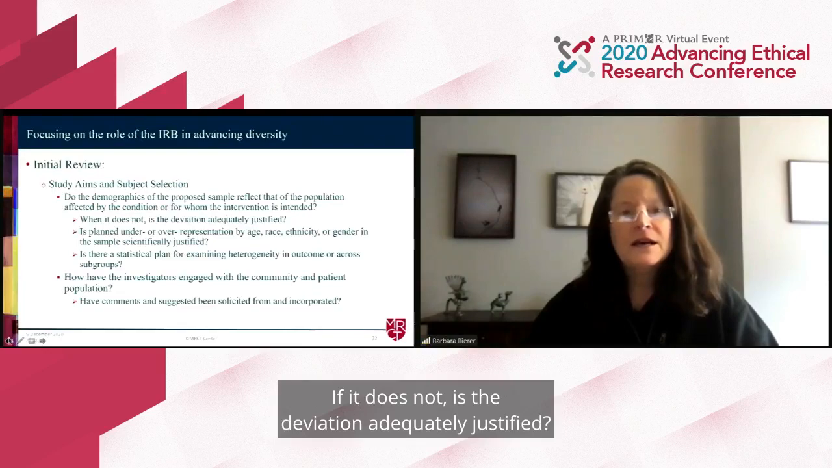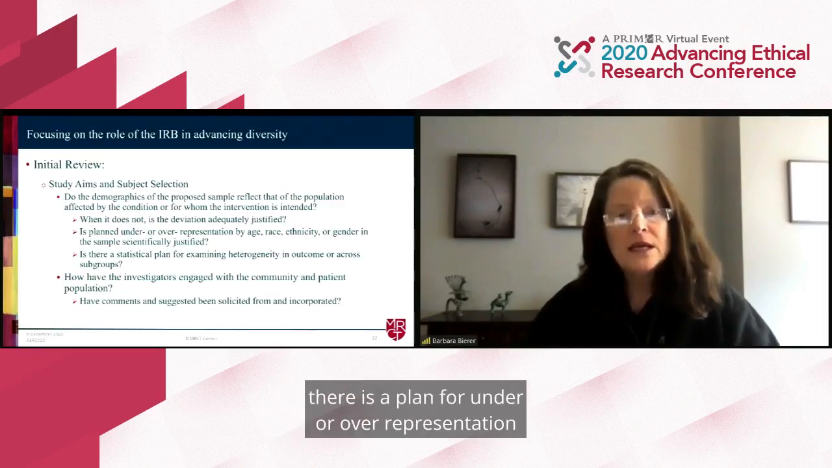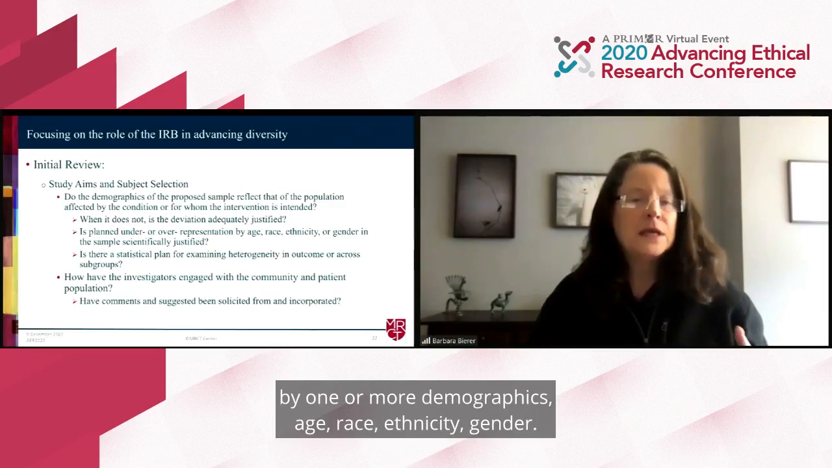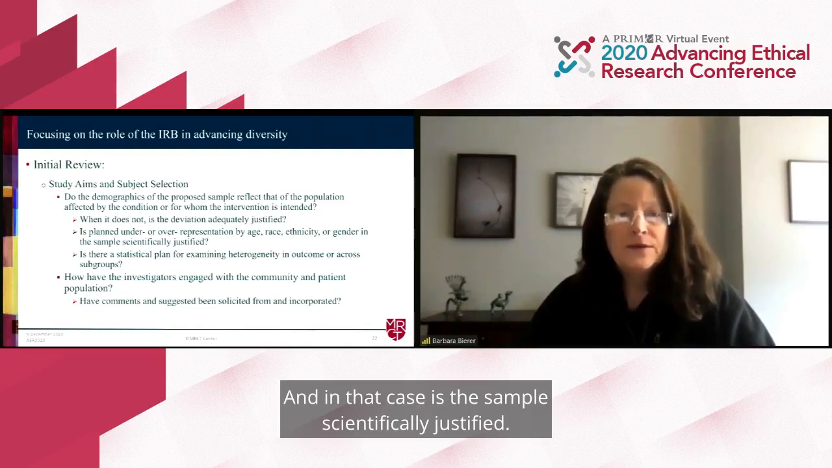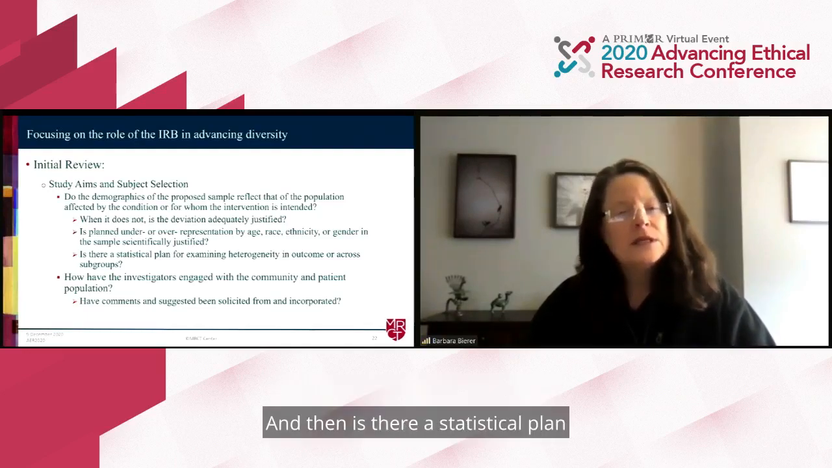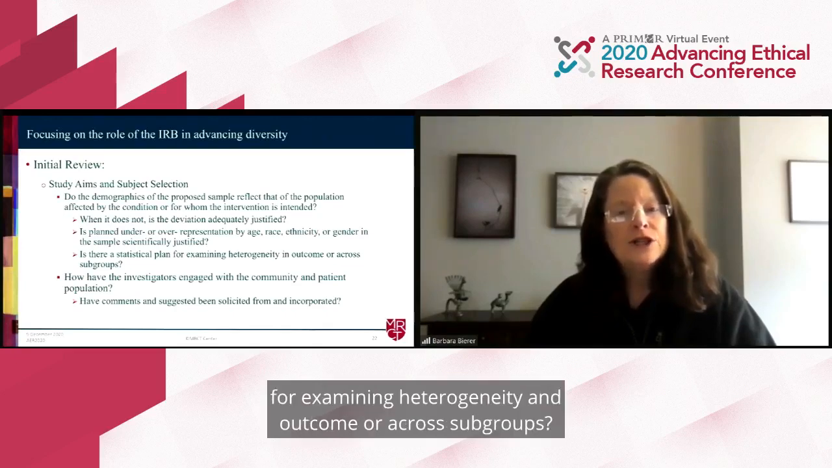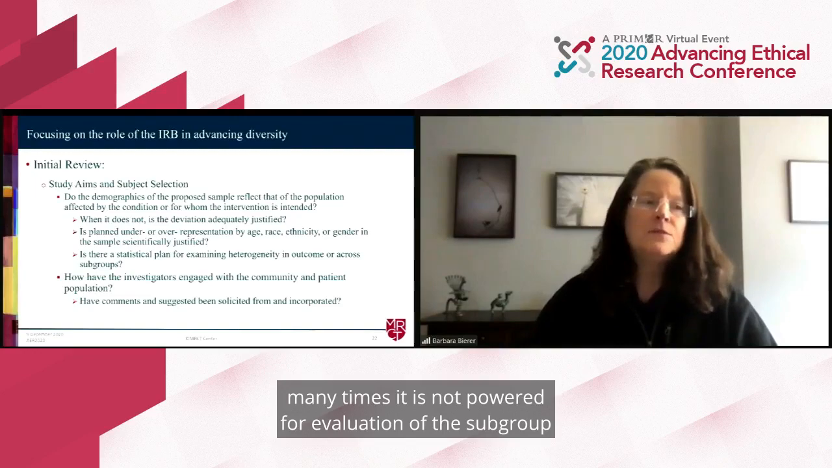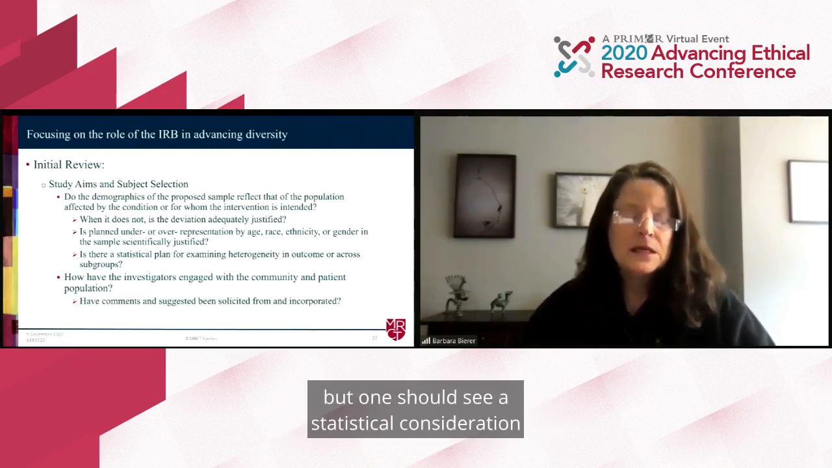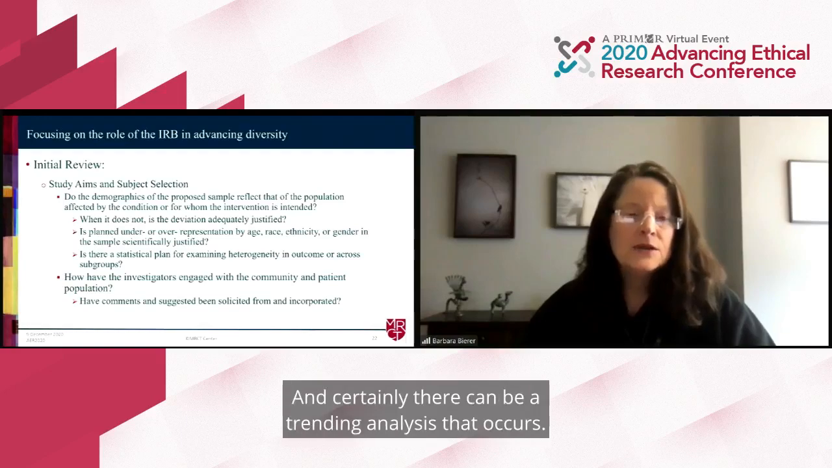If it does not, is the deviation adequately justified? Sometimes, as I mentioned, there is a plan for under or over representation by one or more demographics: age, race, ethnicity, gender. And in that case, is the sample scientifically justified? And then is there a statistical plan for examining heterogeneity in outcome or across subgroups? Will it be powered? Many times it is not powered for an evaluation of the subgroup, but one should see a statistical consideration of that and understand it. And certainly there can be a trending analysis that occurs.